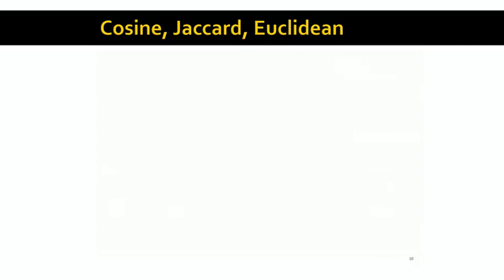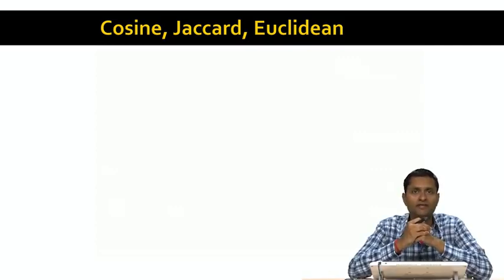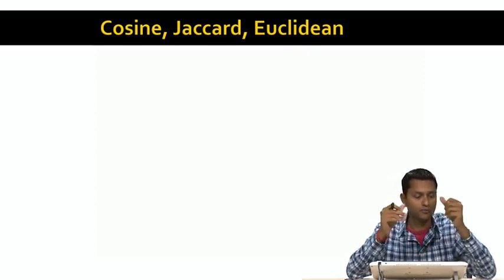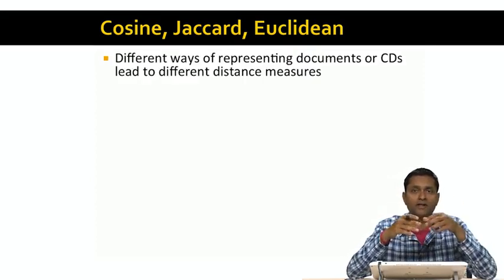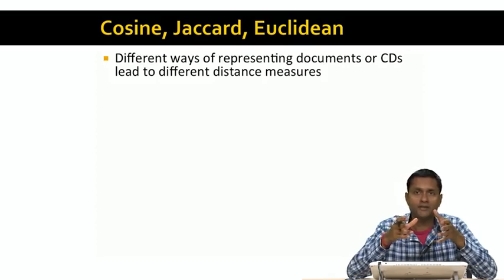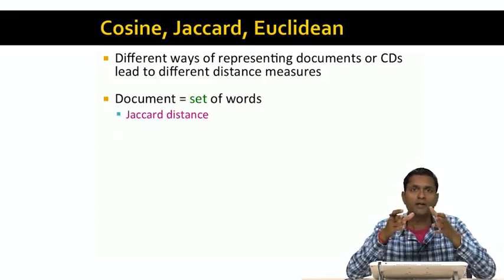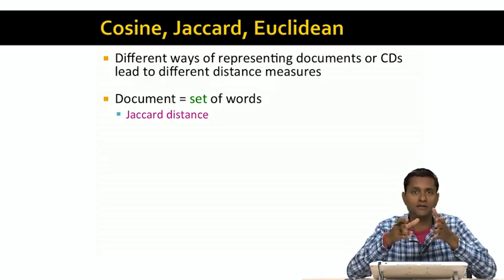Let's talk briefly about distance measures. We've looked at various distance measures such as cosine, Jaccard, and Euclidean. And depending on the way we represent the objects that we're clustering, one or the other of these distance measures may be more appropriate. For example, let's look at our examples of documents or music. Different ways of representing documents lead to different distance measures. We might represent a document as a set of words or a bag of words that appear in the document. In this case, the appropriate distance measure to use is the Jaccard distance, since we are dealing with sets.